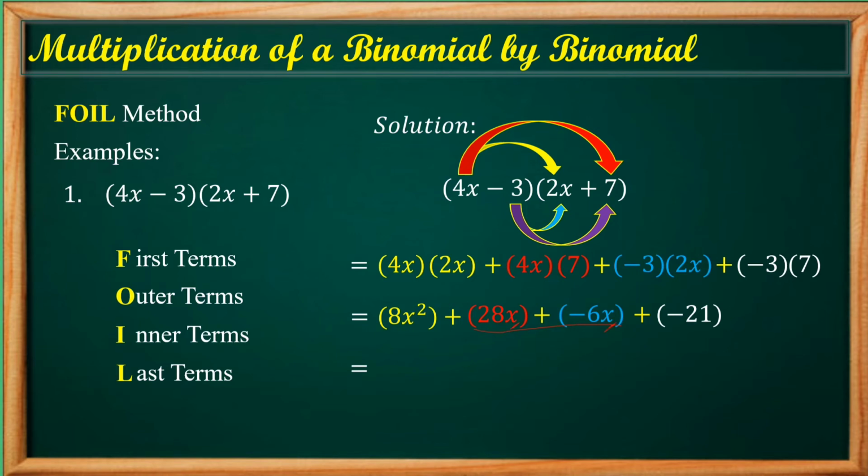Therefore, you have here addition, then we will apply that one. Copy 8x squared, 28 plus negative 6, that is, we need to subtract. Then you will have here positive 22, and then copy the variable which is x. Then negative 21. That would be the solution. If we have 4x minus 3 times 2x plus 7, the answer is 8x squared plus 22x minus 21.